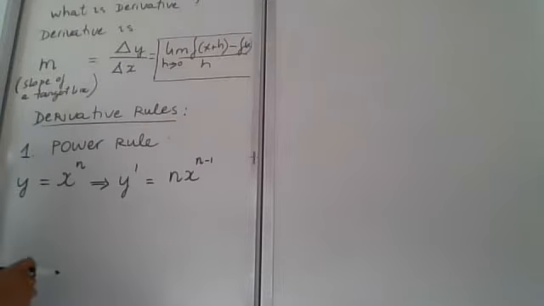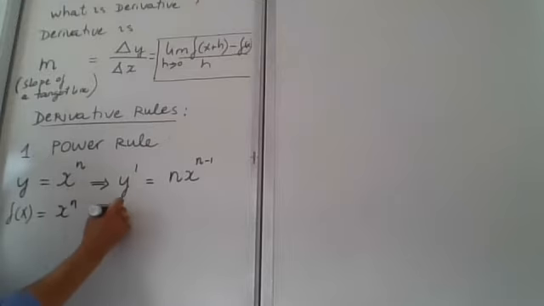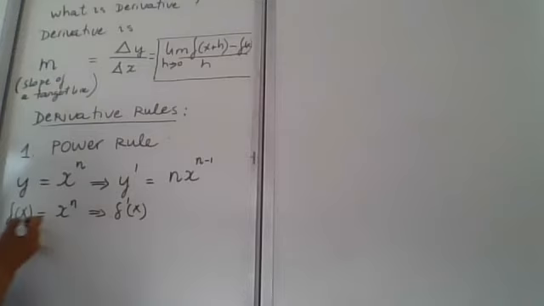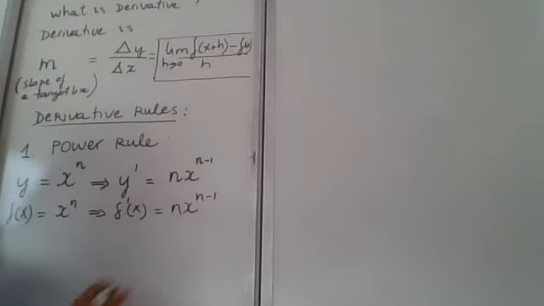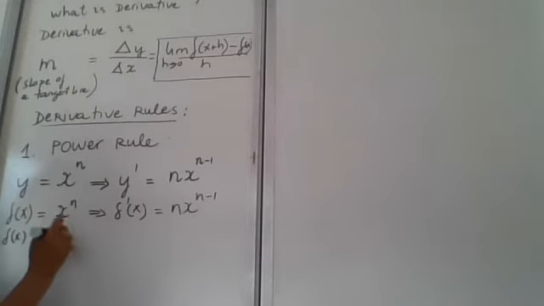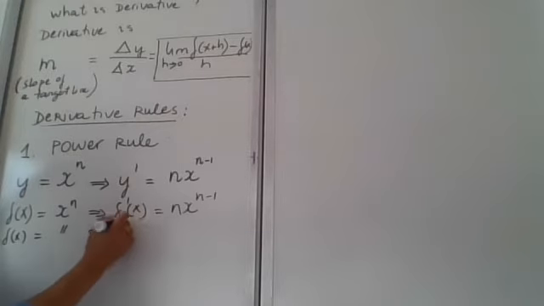Now keep in mind, there are many notations for the derivative. So this y you can also call f of x, right? f of x equals x to the power n. And you can also write f prime of x, which is the derivative of this function, equal to n x to the n minus 1. Now, most textbooks use this notation. So everything here stays the same, except this, they call dy over dx.